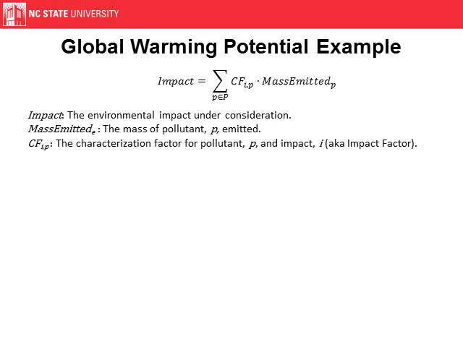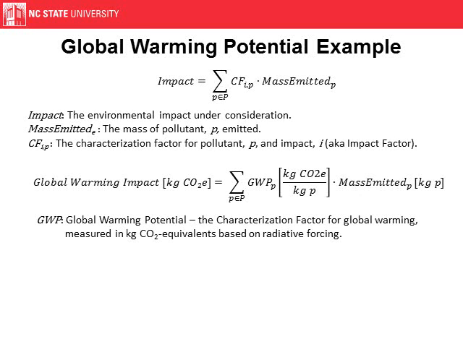This is an example of how we actually do the characterization step of life cycle assessment. So this is the general equation. Our life cycle impact equals the sum of the product of our characterization factor for our pollutant P. So we have a characterization factor for each pollutant, for each impact. For most things, it's going to be 0. And we multiply that by the actual mass emitted of pollutant P. And when we sum over all the pollutants, we get our total impact.